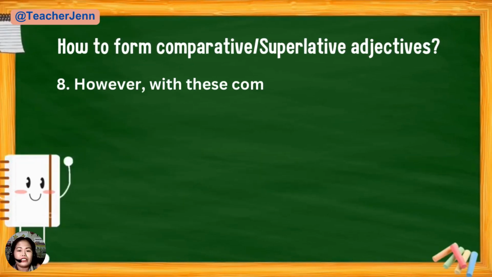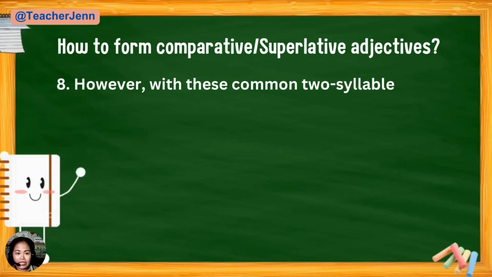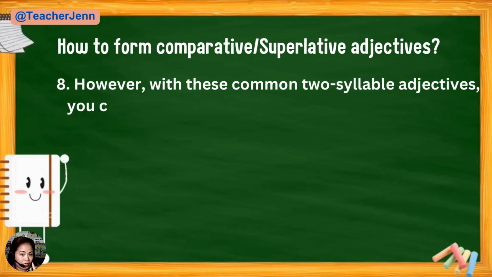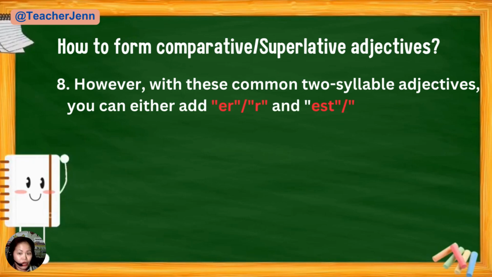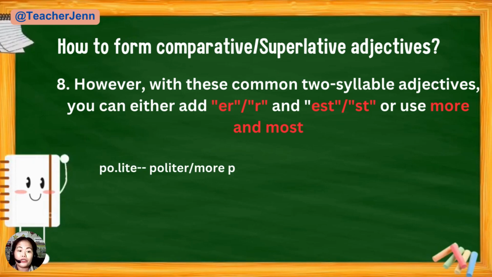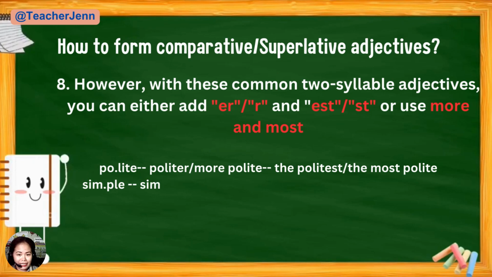However, with these common two-syllable adjectives, you can either add er or r and est or st, or you can also use more and most. So either of the two is correct. Like, for example, polite, politer, more polite. The politest, the most polite.